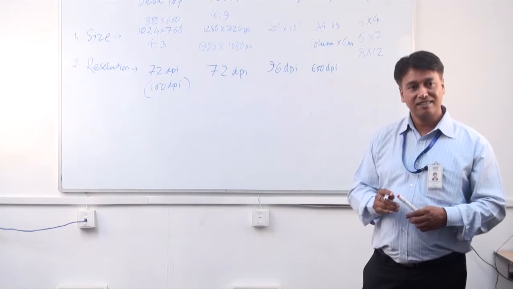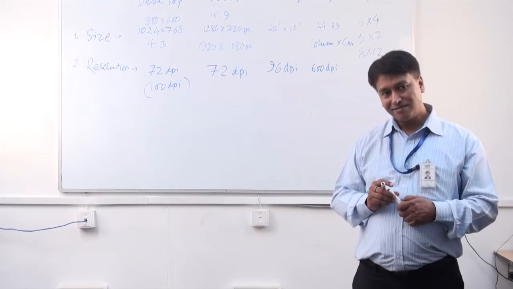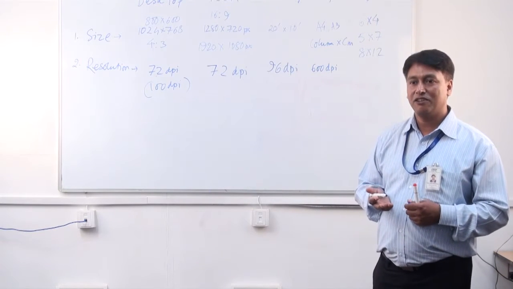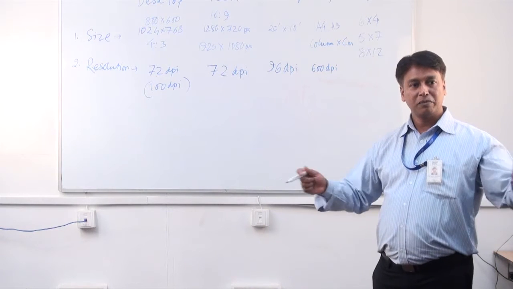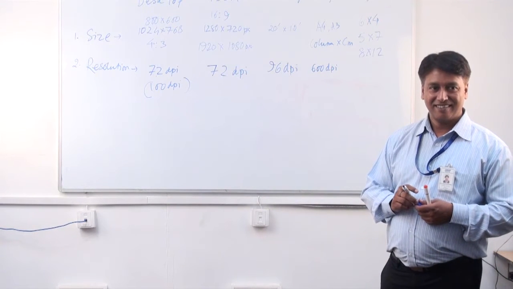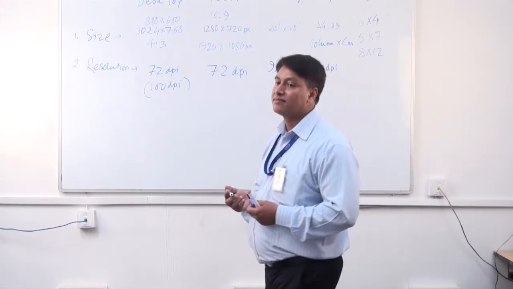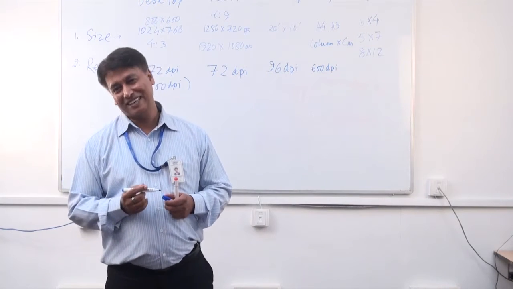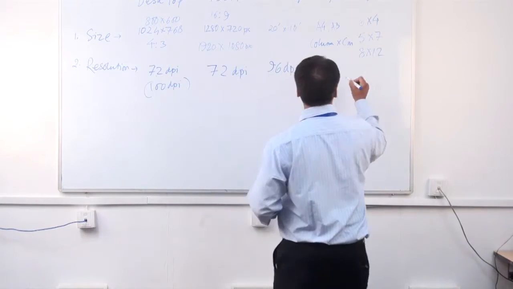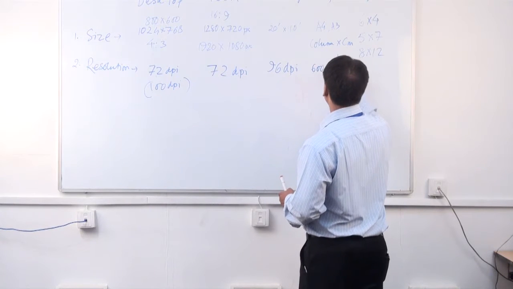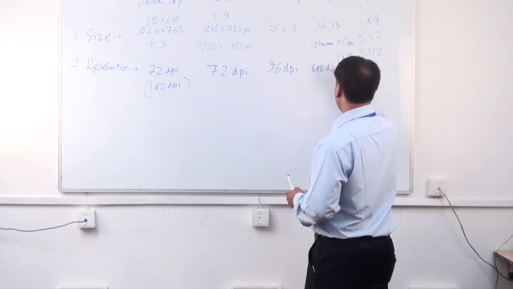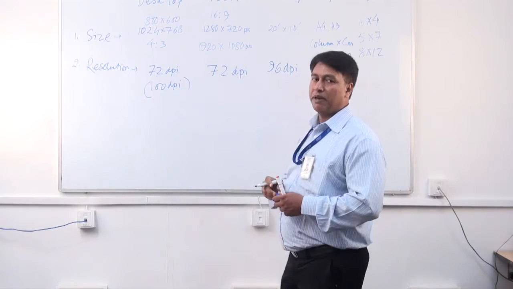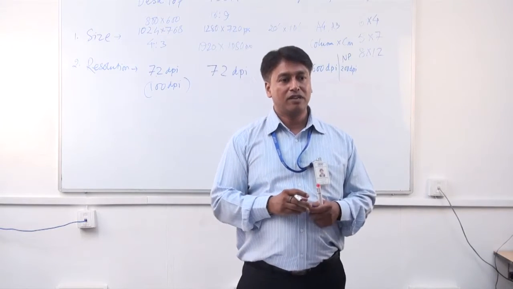What about newspapers? What is the resolution of a newspaper? A daily newspaper you read. It is 200. For magazine it is 600, and for newspaper it is 200. They print it at 200 dpi. So we don't keep it high.